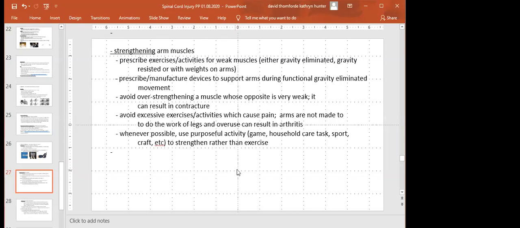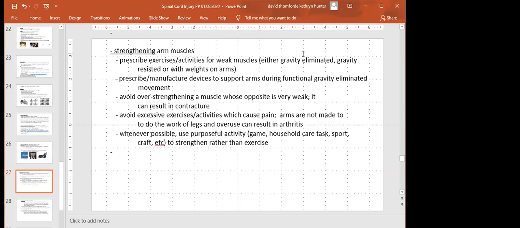You've assessed the strengths in their elbow flexors and elbow extensors. You've decided they have gravity eliminated strength, so therefore you work with them in a gravity eliminated position. Or you decided they have enough strength for gravity resisted with a weight, so therefore you would work with them in pushing a weight up in the air, because that's a level of strength they have. We also can, for gravity eliminated, put the arms on a table, and that allows the person to do some elbow flexion and extension, even though they only have gravity eliminated strength.